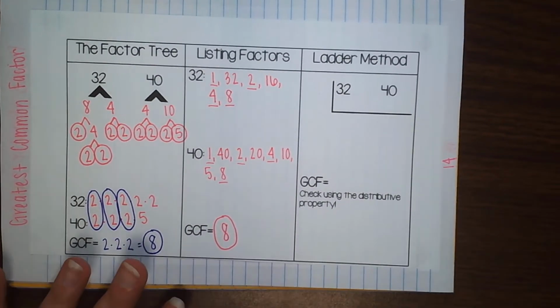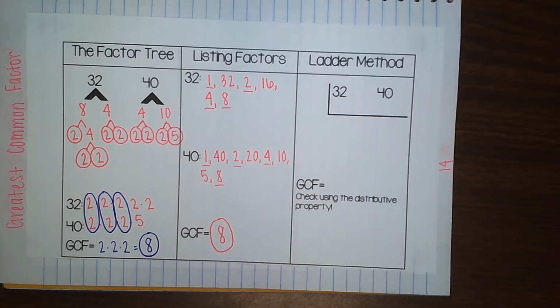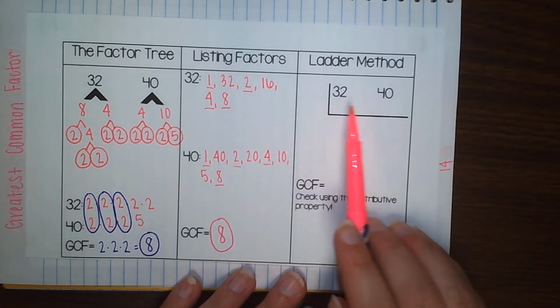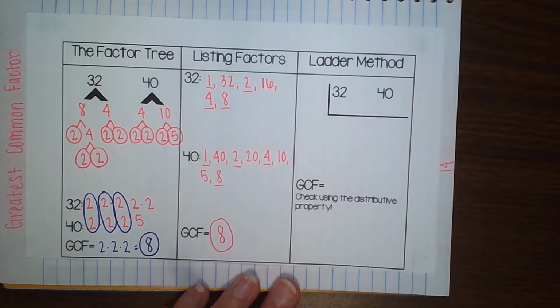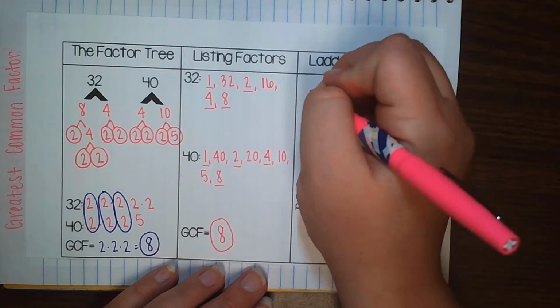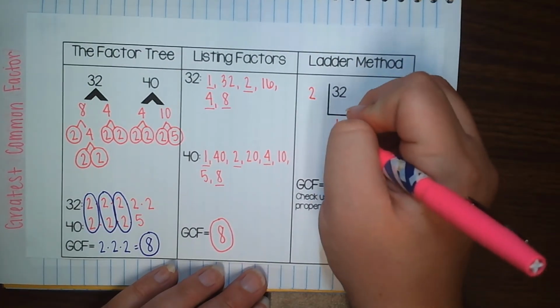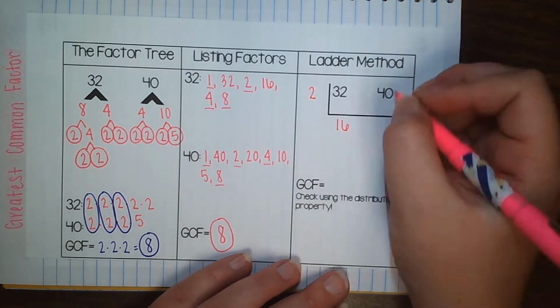With the ladder method, it's much like with the ladder method when we did prime factorization. You want to see which number we can take out of both numbers. Okay, well both of these are even, so let's take out a 2. 32 divided by 2 is 16. 40 divided by 2 is 20.